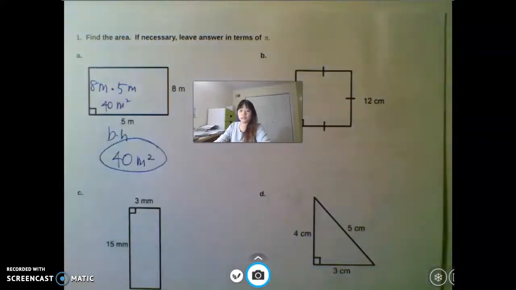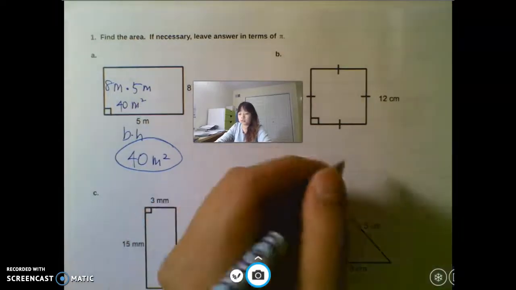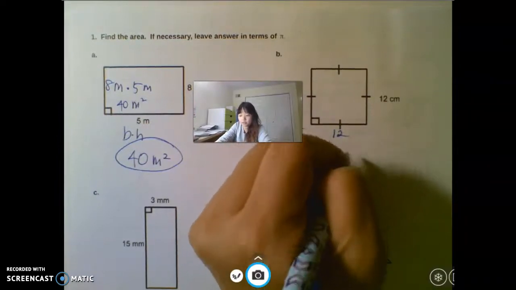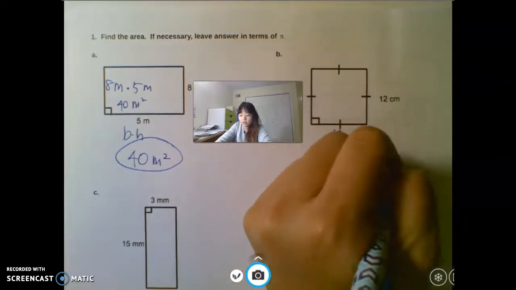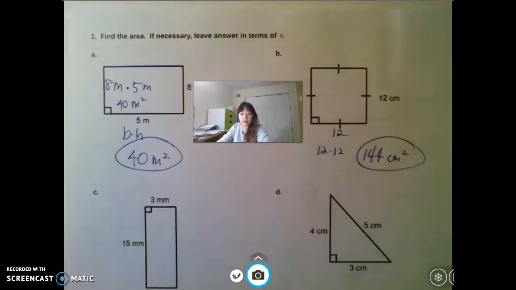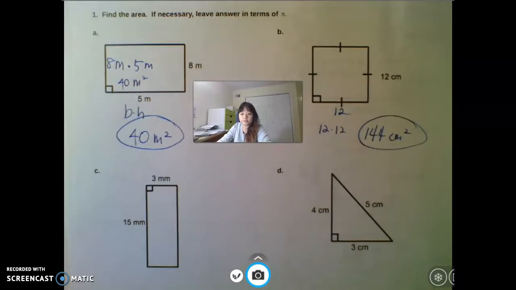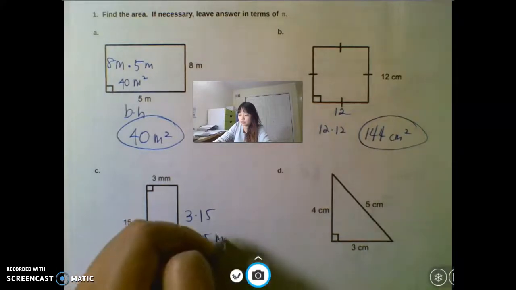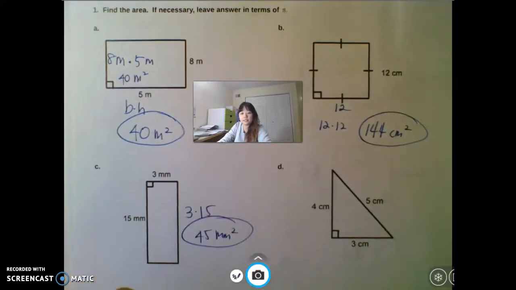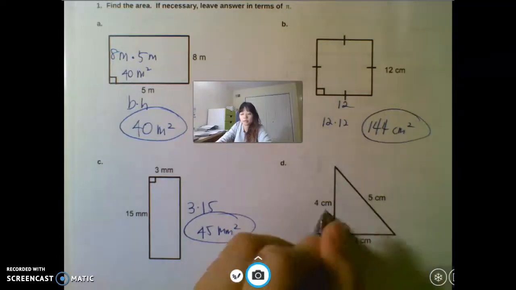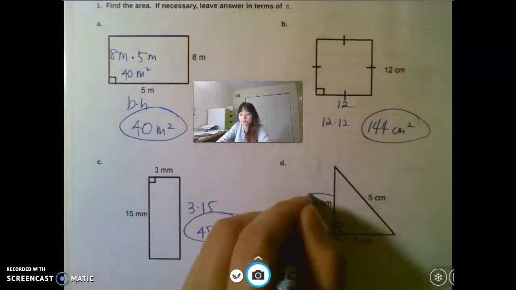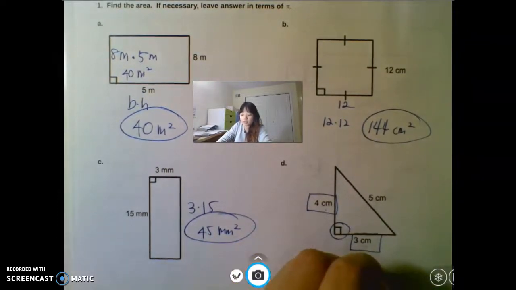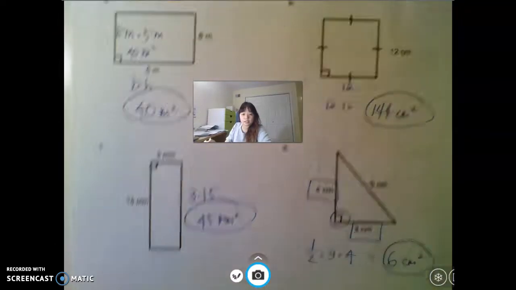So that's that. I will skip the work since I feel it's very easy to follow. B, base times height, 12 times 12, so it'll be 144 centimeters squared. So for area, just don't forget it has to be squared. C, 3 times 15, so it's 45 millimeters squared. D, in a triangle you have 3 numbers, but make sure you're using the base and the height. So 1/2 times base times height. That is 6 centimeters squared.